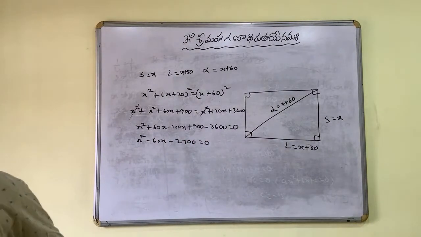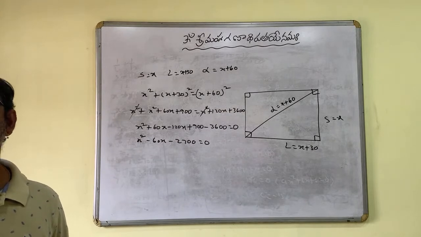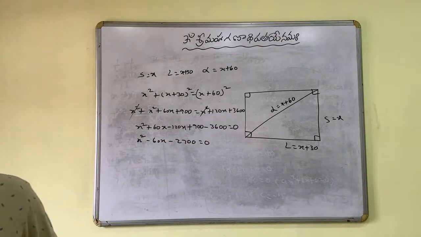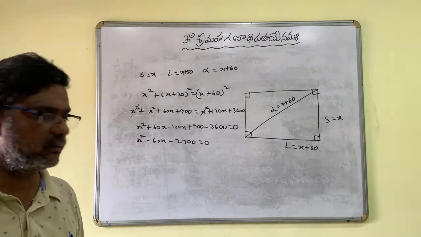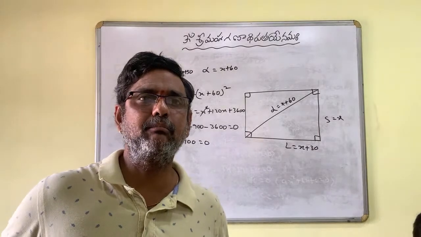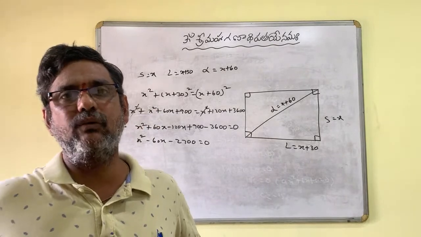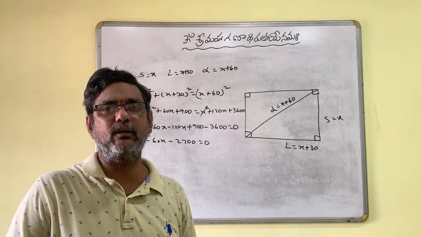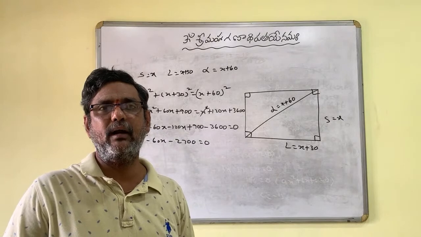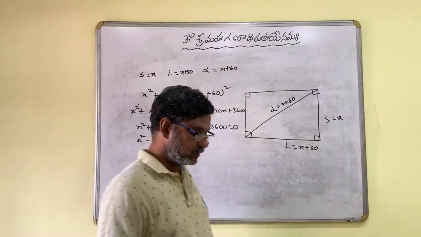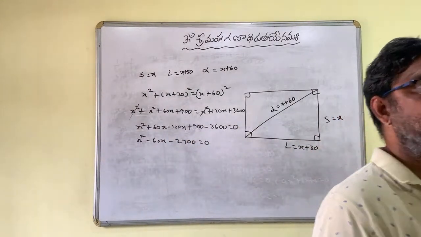Apply the quadratic formula and find out the zeros. I am not going to tell you after this because you can simplify on your own. Is that right, children? Can I move to the next problem? I think you will simplify this by using the quadratic formula. A is 1, B is negative 60, C is negative 2700. Apply the quadratic formula and find out the value of x. Is that right, children?